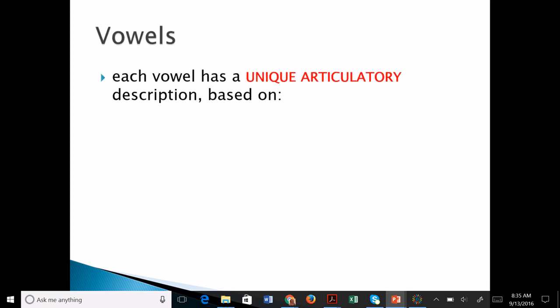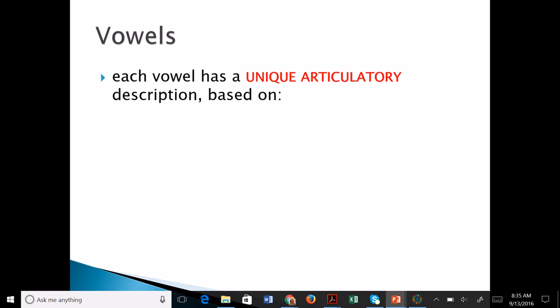Moving over to vowels, vowels also have a unique articulatory description, but not including state of the glottis, because we just know they're voiced most of the time. Their normal, natural state is to be voiced. We don't have a place of articulation because we don't have a closure. Vowels are wide open sounds. We don't have a place of closure, so no place of articulation.